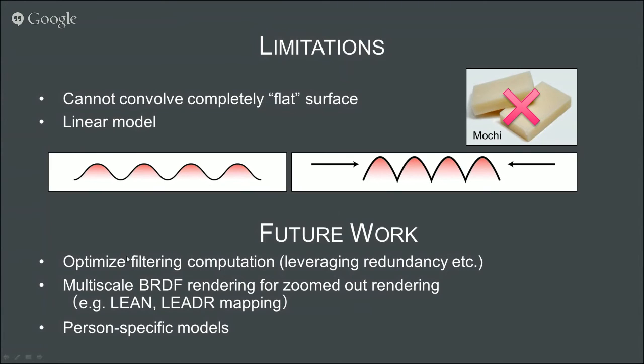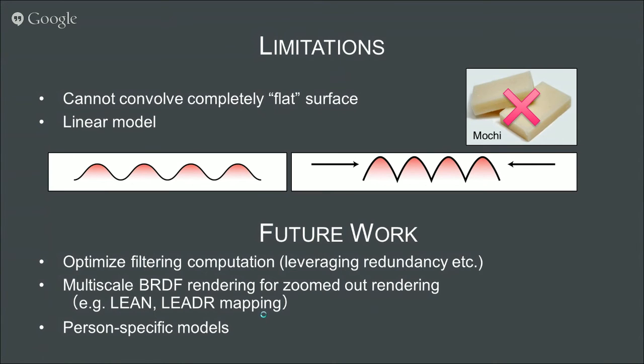For future work, there are possible ways to optimize the computation of the filtering. For example, we can leverage the level of details for the blurring computation. Also, for more practical purposes, we can leverage multi-scale BRDF rendering for the zoomed out face rendering case, because it's expensive to use the 16K microstructure for the rendering. And also, as I mentioned, it will be interesting to capture person-specific models and test how well this model scales to different ages, and genders and so on.